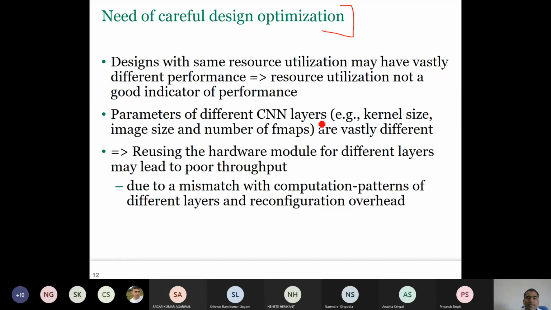Now, parameters of different CNN layers are vastly different, as you know, right? For example, in one layer you may have a kernel size of 3 × 3, another may have 5 × 5 or 7 × 7. Similarly, image size can be very different in different layers. Number of feature maps can be very different. So if you reuse the hardware module for different layers, it may lead to poor throughput.